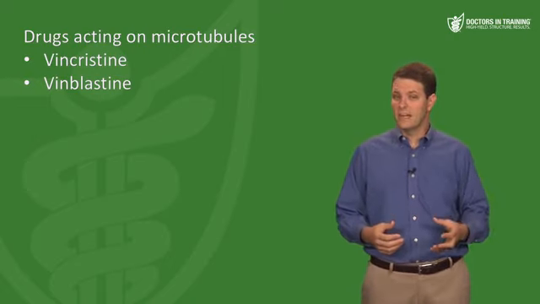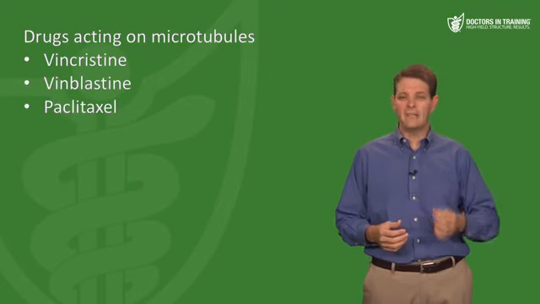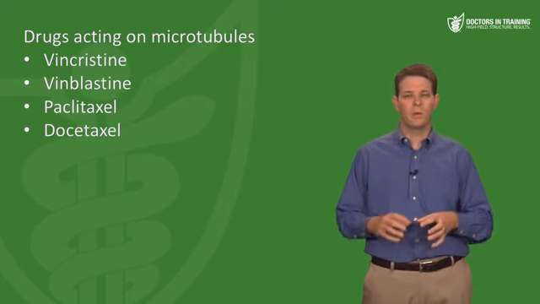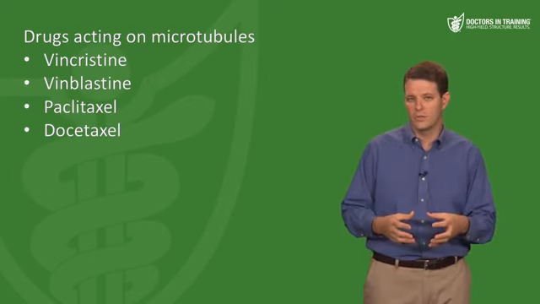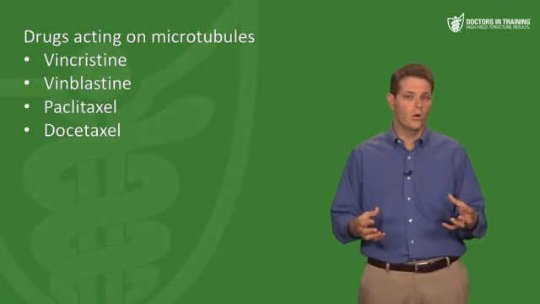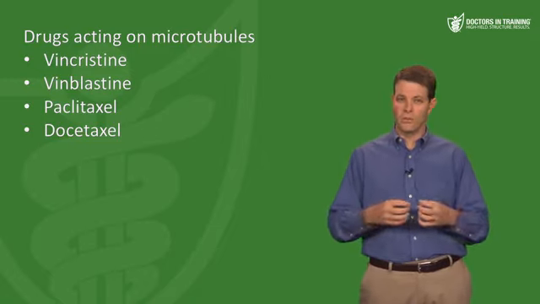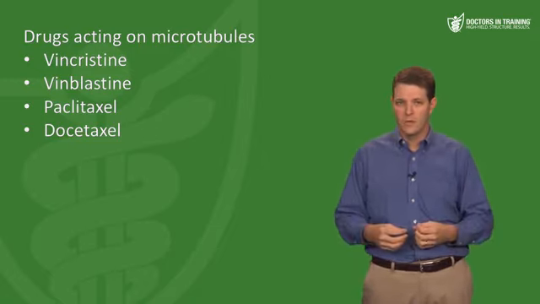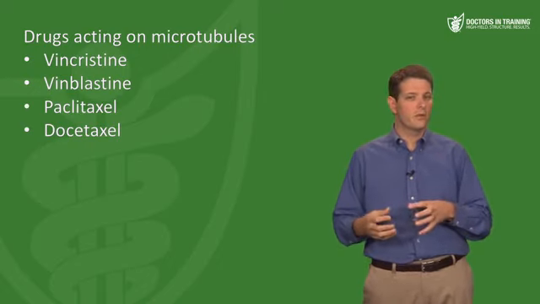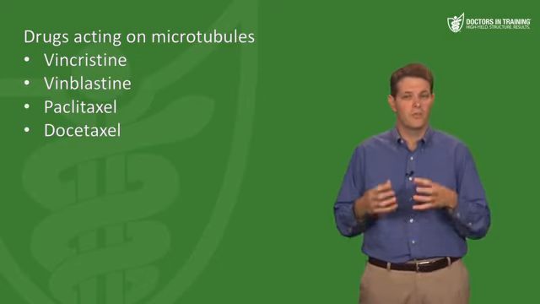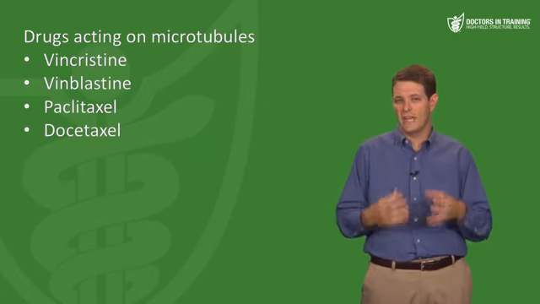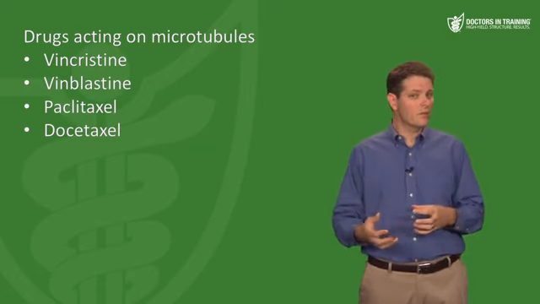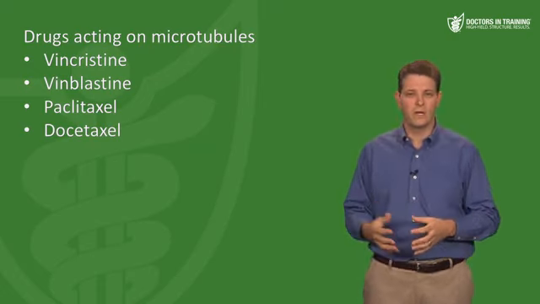And then the taxanes, or taxols, include drugs like paclitaxel and docetaxel, which work by hyperstabilizing the microtubules. So the microtubules can grow, but then they can't break down in order to pull those chromosomes apart. So the vincas and the taxols are similar in that they both interfere with microtubule function and they prevent mitosis in cancer cells, but on a cellular level, they actually work in very different ways.